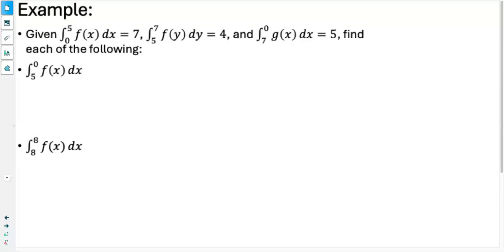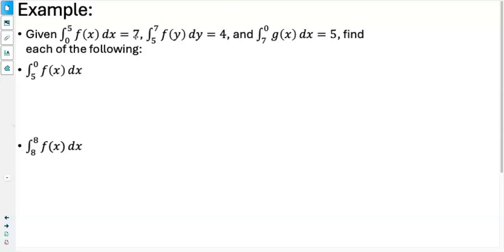Okay, so we'll look at some examples. Given the integral from 0 to 5 of f of x gives us 7, while the integral from 5 to 7 of f of y gives us 4, and the integral from 7 to 0 of g of x gives us 5. We want to find each of the following. So we want to know what the integral from 5 to 0 of f of x is. Now, from the identities we just looked at, we can see that's the same integral as here, just in the opposite direction, so it'd be the opposite value.